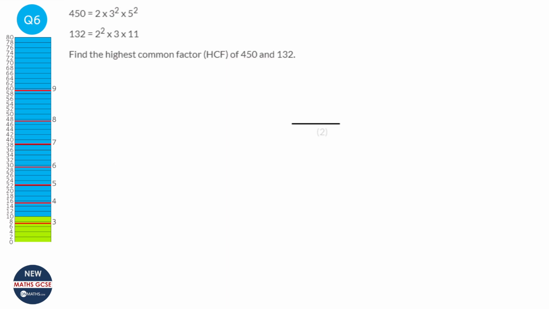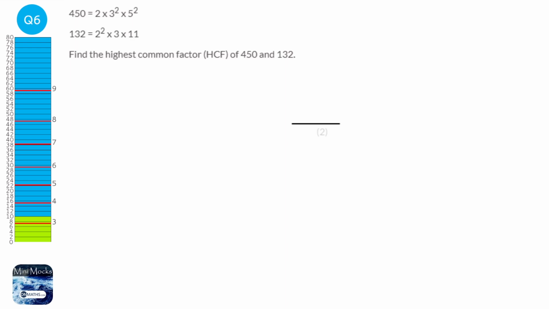This looks like a really tricky question, and it is a little bit tricky, but it's a little bit easier than maybe it looks. The highest common factor is found when you have the prime factors, which we do, of two numbers, and you put them into a Venn diagram. Then you can find the highest common factor by multiplying all the numbers in the overlap.